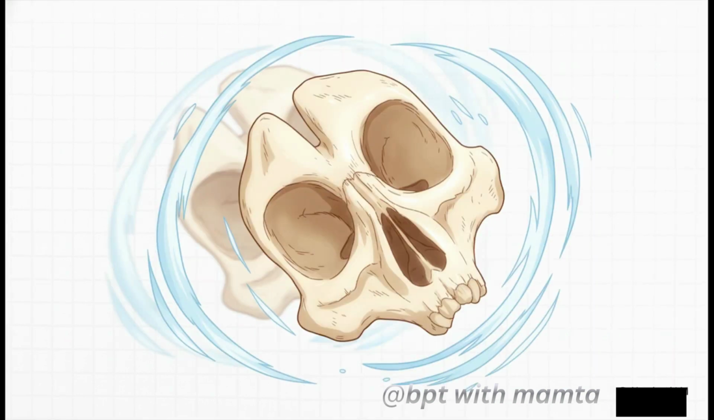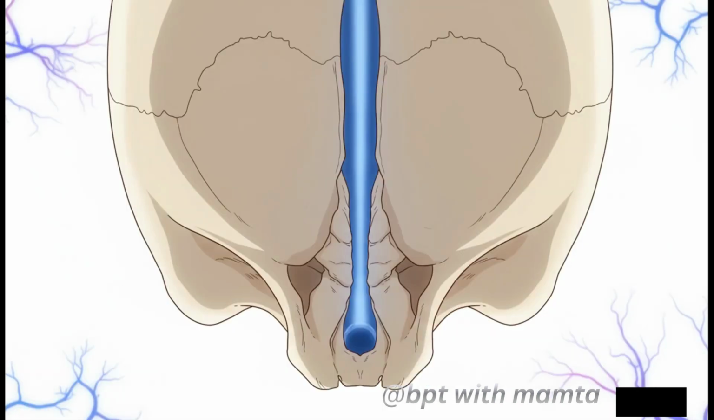Okay, so we've seen the public-facing side. Now for the backstage tour. Let's spin this bone a full 180 degrees and check out the internal surface. This side is a totally different landscape, designed specifically to interact with the brain. Right down the middle, you can see this vertical groove. It might not look like much, but it's a custom-built channel for the superior sagittal sinus. That's a huge vein that helps drain blood from the brain.